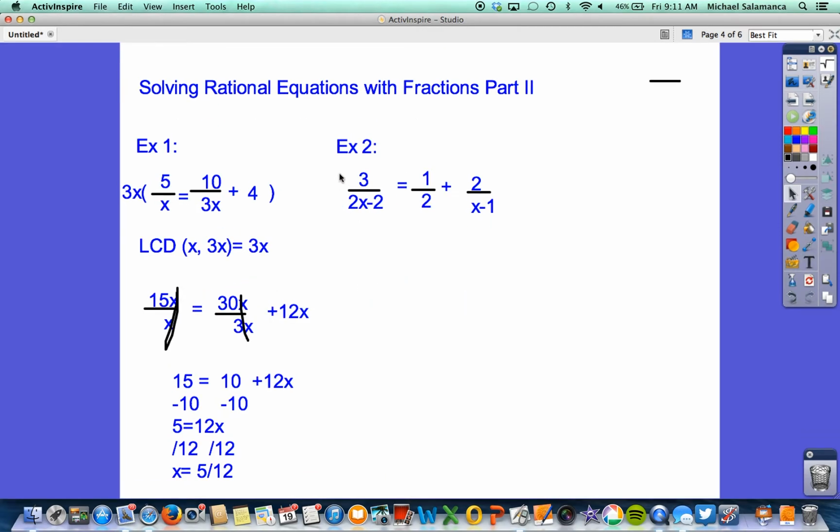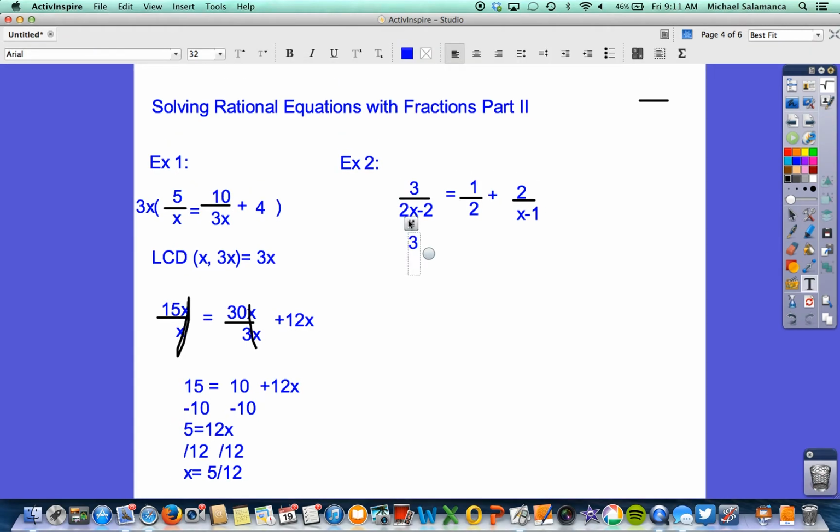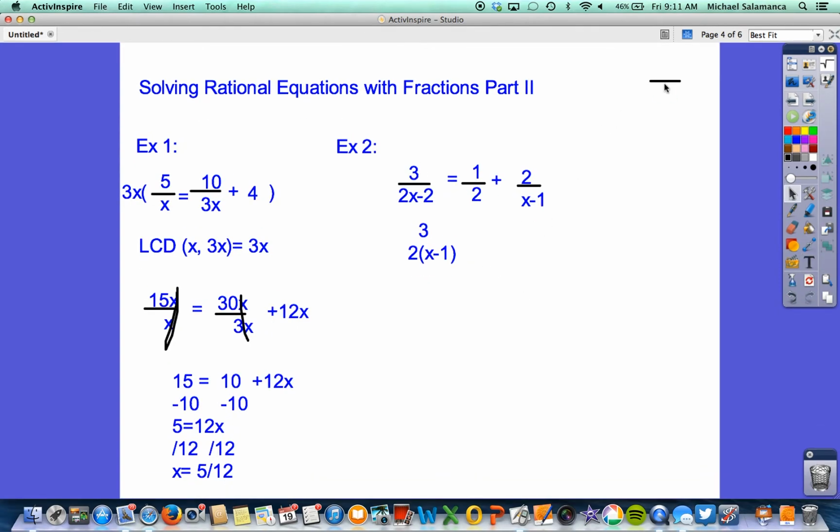Example 2, we do the same exact thing. There's only one variation of this. You'll notice that the denominator, 2x minus 2, looks like it could be simplified a little bit. So let's look at that. So this can actually become 3 divided by 2 times the quantity x minus 1, because they both had a 2 in common.